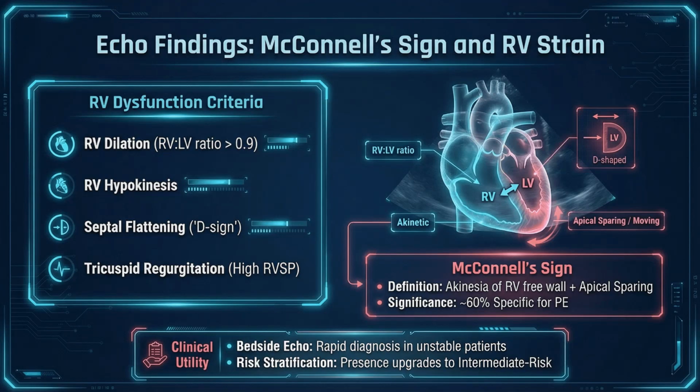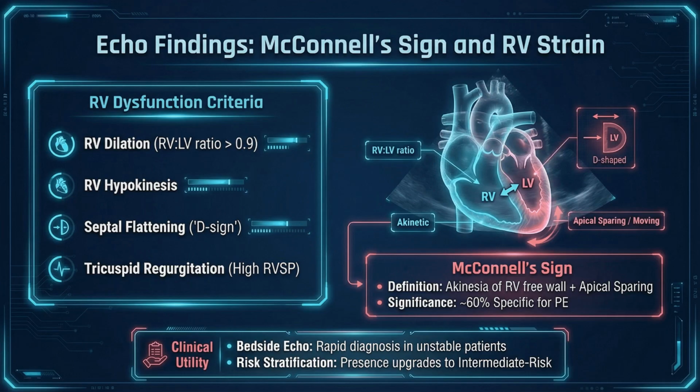Let's focus now on echocardiographic findings that are crucial in assessing acute pulmonary embolism, particularly McConnell's sign and right ventricular strain. First, right ventricular dysfunction is a key indicator of significant PE. We look for dilation of the right ventricle, often measured as an RV to left ventricular ratio greater than 0.9. This suggests the right heart is under pressure and volume stress.